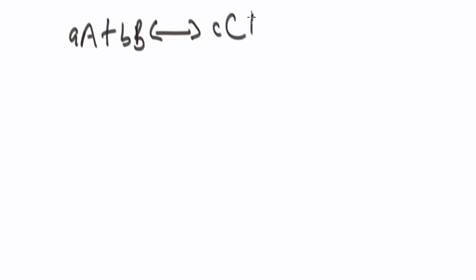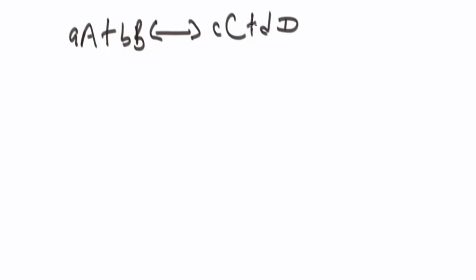Let's say, for instance, I'm doing this reaction. A double-headed arrow like this is used to indicate a reaction involving equilibrium. Alright, now let's look at the equilibrium constant expression.